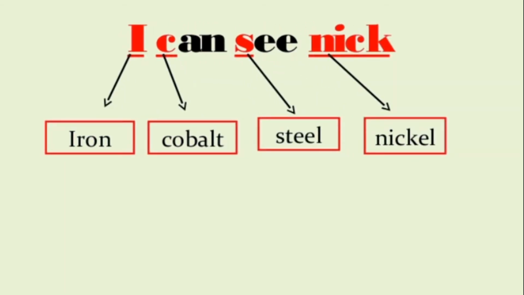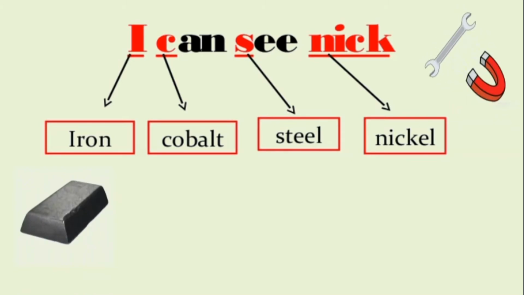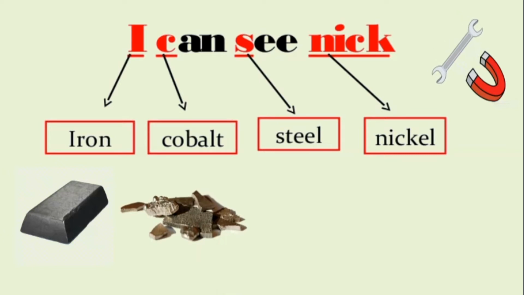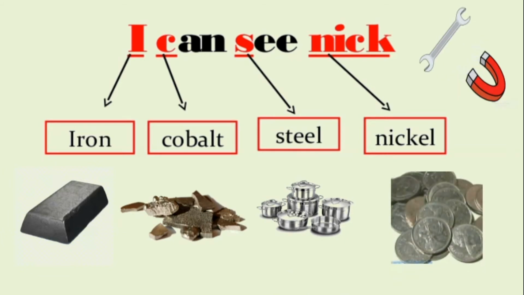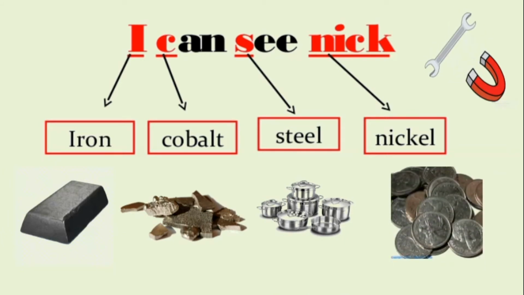Well, to memorize the magnetic materials, you can remember this sentence: I can see neck. I here refers to iron, C refers to cobalt, S refers to steel, and N refers to nickel. And this is a picture of cobalt and steel and nickel. So remember this sentence: I can see neck. I, iron, C, cobalt, S, steel, and N, nickel.